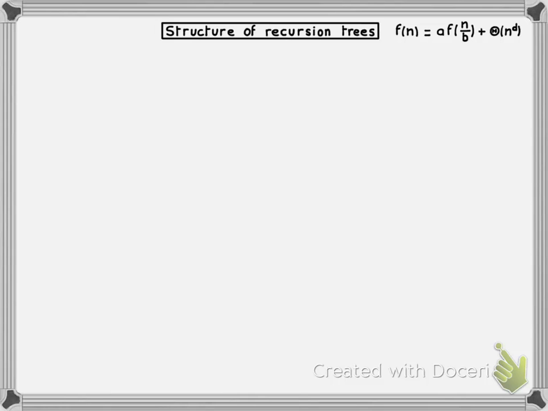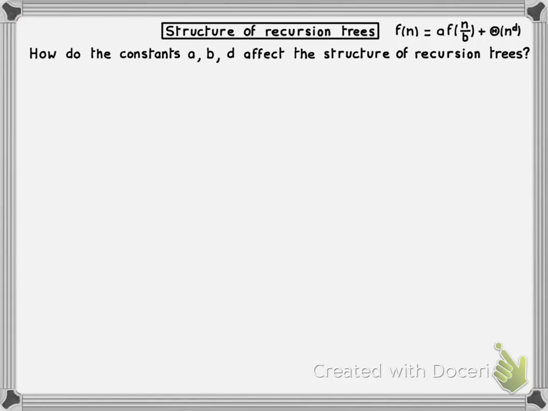So, since the runtime of the algorithm is governed by the values of A, B, and D, the next question we look at is how do the values of A, B, and D affect the structure, and in particular the size of the recursion tree, and therefore the runtime of the algorithm. So first we're going to look at the constant A.